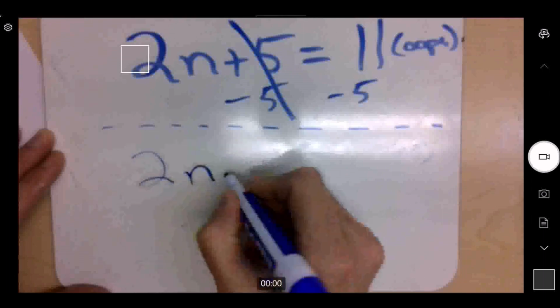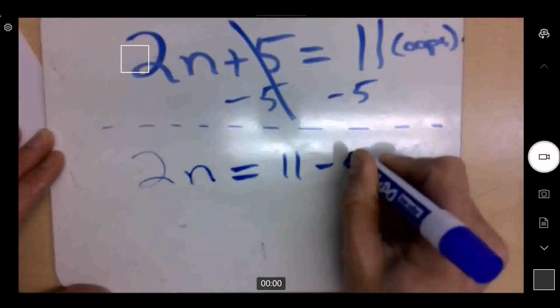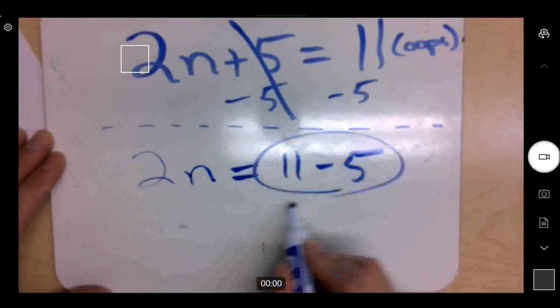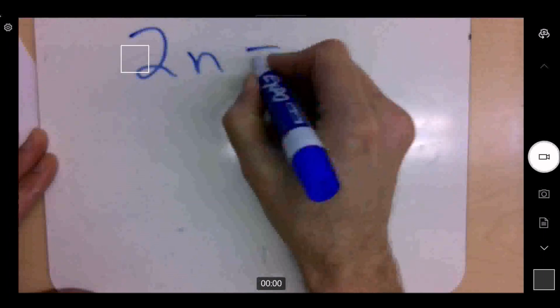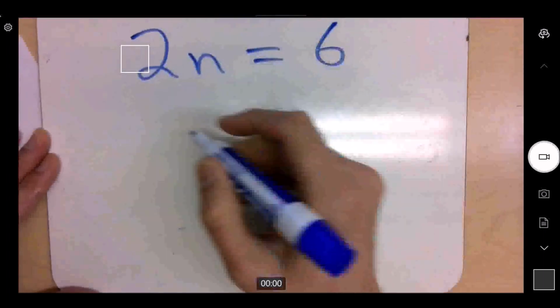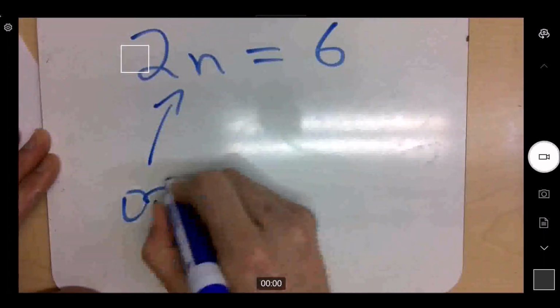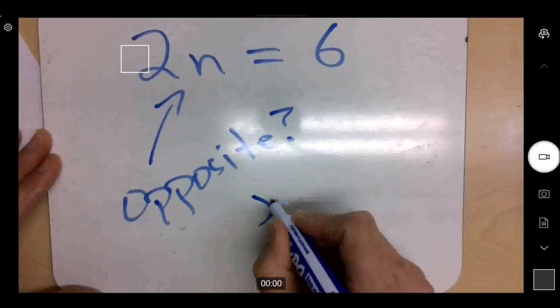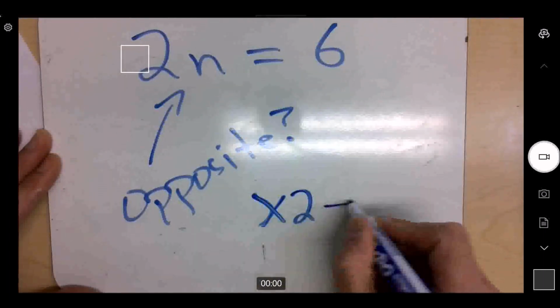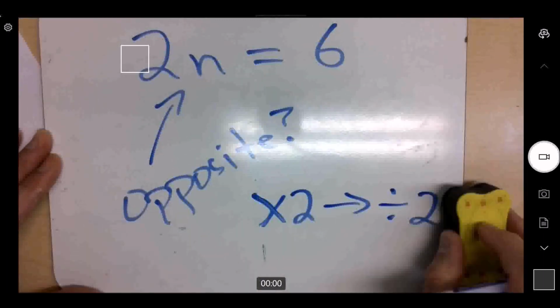So once we've eliminated those, we're left with 2n = 11 - 5. And, well, that one's pretty obvious, so let's skip to the next step. Now we're left with 2n = 6, which means 2 times something equals 6. I know you already know it's 3, but we're balancing. So we have to look for the opposite of what n's friend is. Well, n's friend is times 2. The opposite, divided by 2.